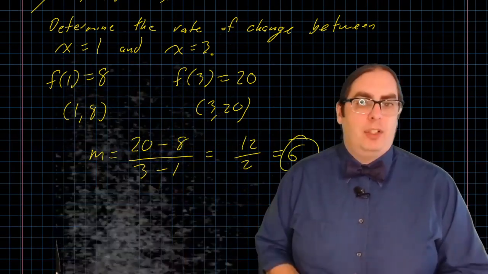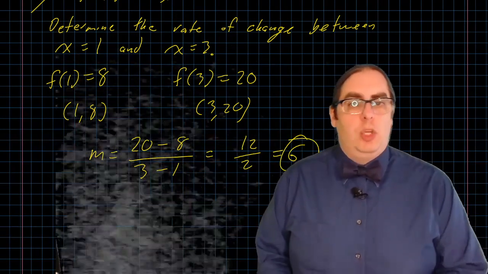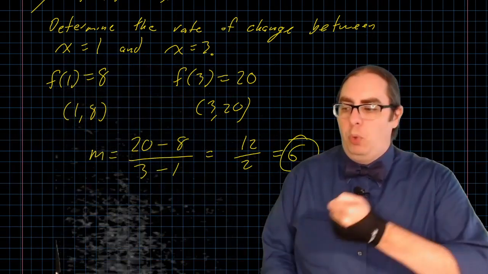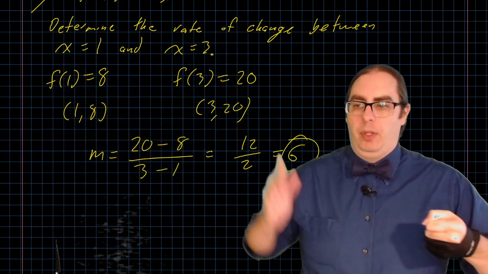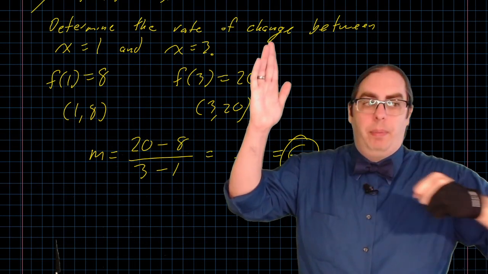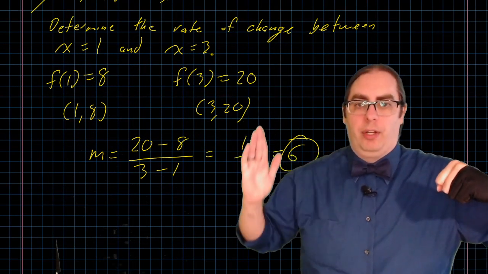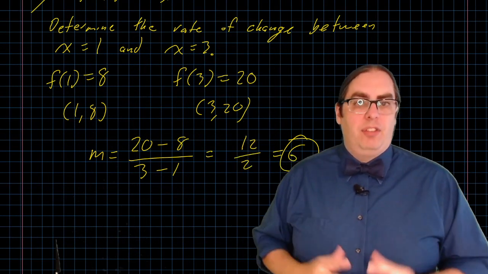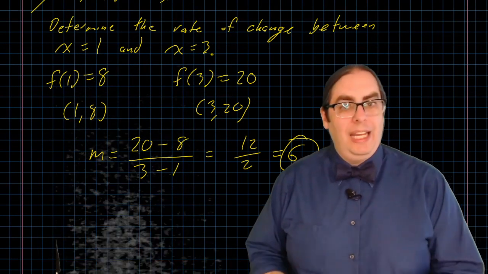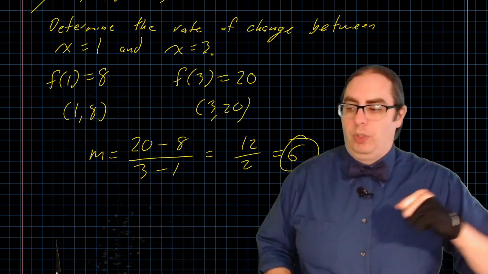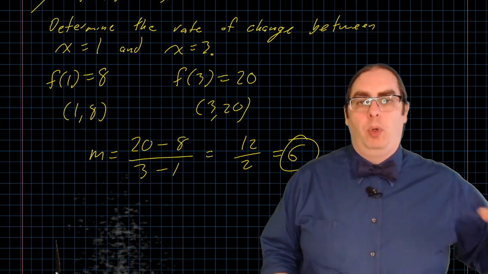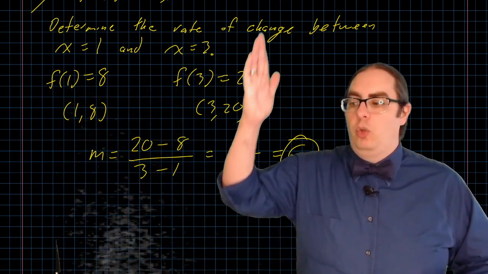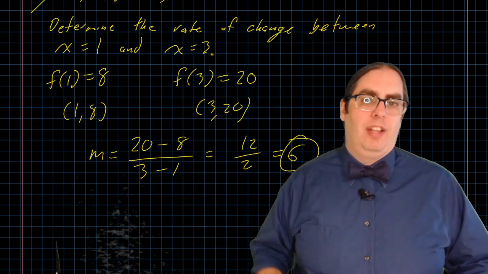If you have a ladder leaning on the side of the building, you can think about the speed at which you pull the bottom of the ladder away from the building, and then as you're pulling the bottom of the ladder away from the building, the top of the ladder is going to fall down. That's a concept known as a related rates problem, because you're going to relate the rate at which you are pulling the bottom of the ladder away to the rate at which the top of the ladder is sliding down the side of the building.